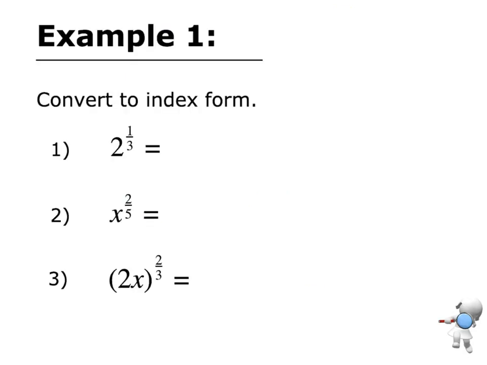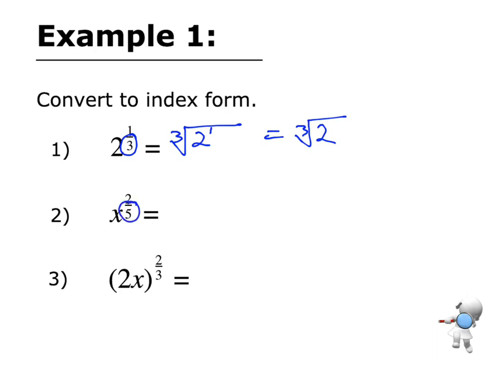So let's have a look. Let's try converting these. So if I've got 2 to the power of 1 over 3, the divided by 3 tells me that I want to find the cubed root, and then I write the rest of it as just 2 to the power of 1. Or I can write that as the cubed root of 2. I don't have to have the power of 1. Let's try the next one.